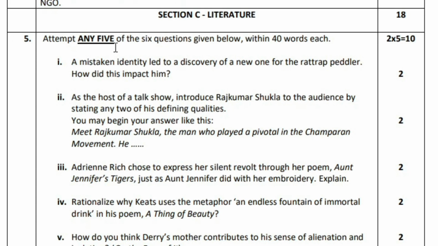So question number 5 has sub-questions. Attempt any 5 out of the 6 questions given below within 40 words each. So always stick to the word limit. Don't write unnecessarily too many words, too many sentences. Don't write an essay for short answer questions. You lose marks because you will commit so many mistakes while writing the answer and unnecessarily lose marks. So stick to the word limit. So the question structure is simple. A mistaken identity led to the discovery of a new one of the laptop peddler. How did it impact him? So, a background question.